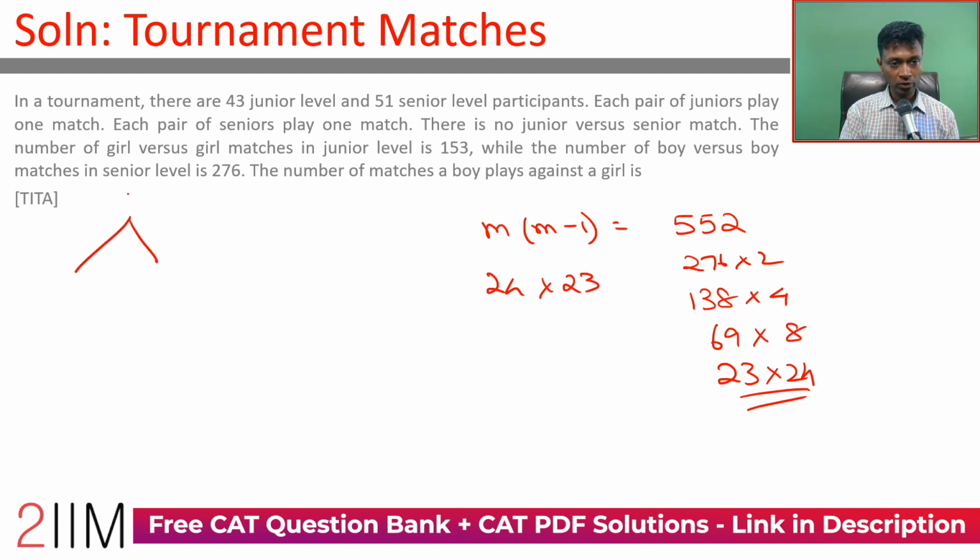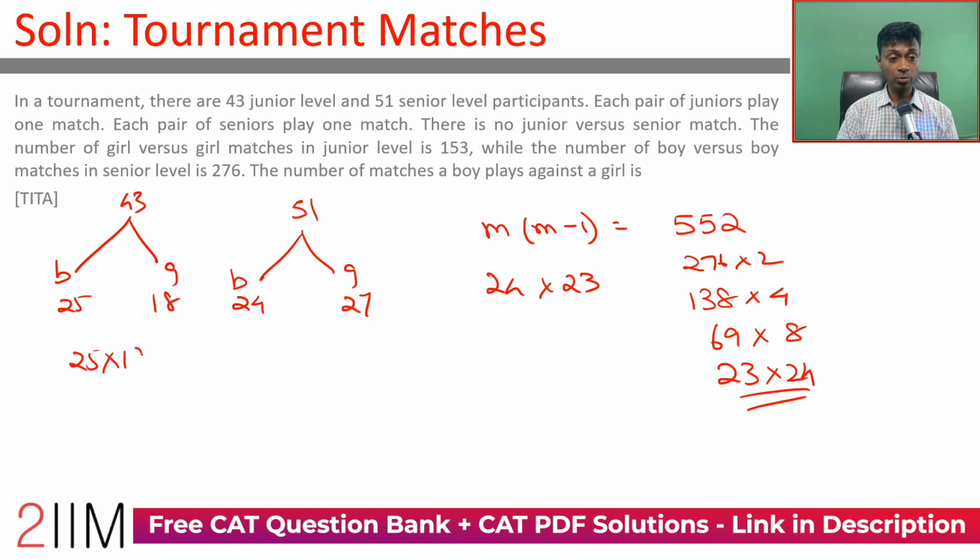So the 43 juniors, boys and girls, there are 25 boys and 18 girls. 51 seniors, boys and girls, there are 24 boys and 27 girls. The number of matches a boy plays against a girl is 25 into 18. All these boys have to play all these girls, plus 24 into 27, whatever this turns out to be. 25 into 18 plus 24 into 27.